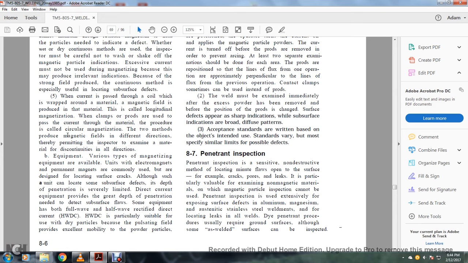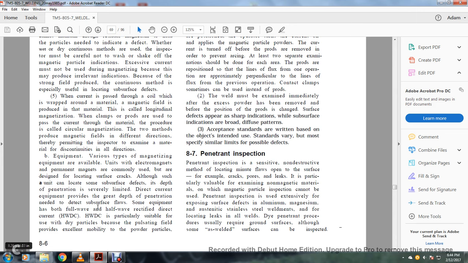B. Equipment. The various types of magnetic equipment that are available include units of the electromagnetic type. Permanent magnets are commonly used but are designed for locating surface cracks. Although such a unit can locate some surface defects, the depth of penetration is limited. Direct current equipment provides a greater depth of penetration, which is needed to detect subsurface flaws.